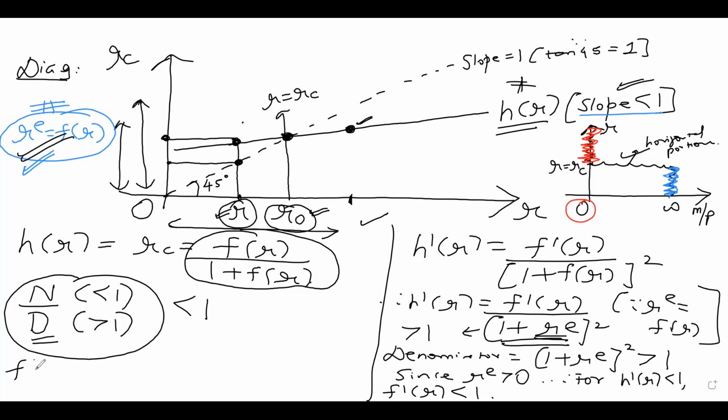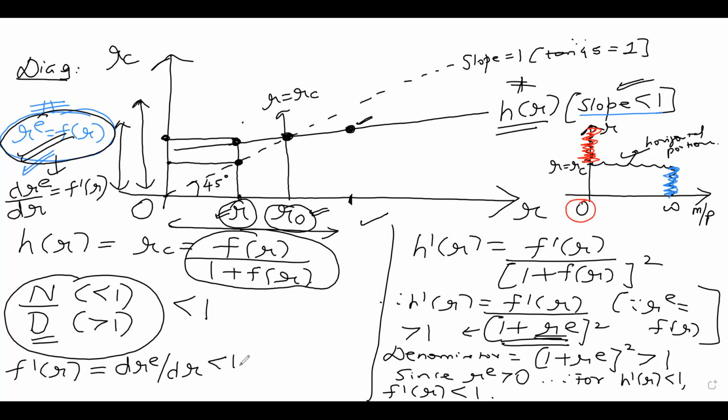So guys, you can now see F dash R was nothing but dRE by dR. Because look at this, RE is a function of R. So if I differentiate RE with respect to R, it's nothing but F dash R. So F dash R, which is dRE by dR, is less than 1, which implies that when the actual rate of return goes up, RE increases, but by less than the increase in R. This is another way of saying that expectations are regressive.